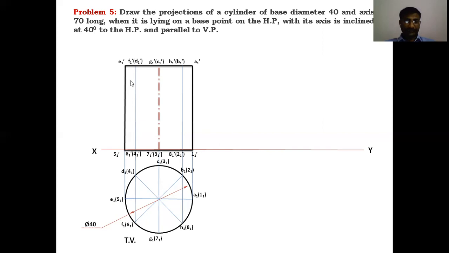Clear, students? This is the cylinder when looking from the front side. It is visible as a rectangle. Cylinder looks as a rectangle. Give the dimensions of the rectangle: the axis length is given as 70 mm. So look, this is 70. Height of the cylinder is 70. This is the front view of the cylinder.